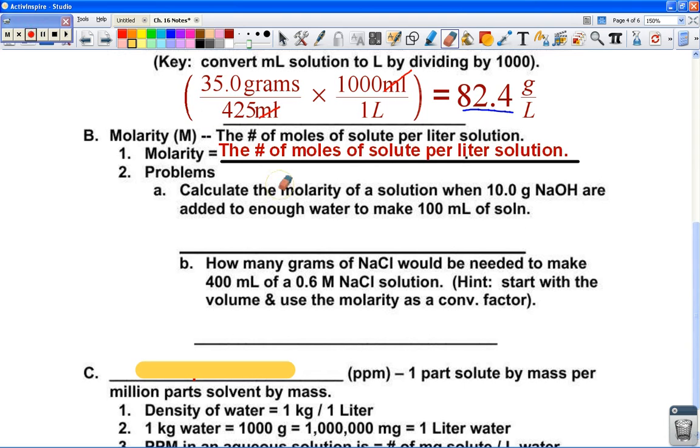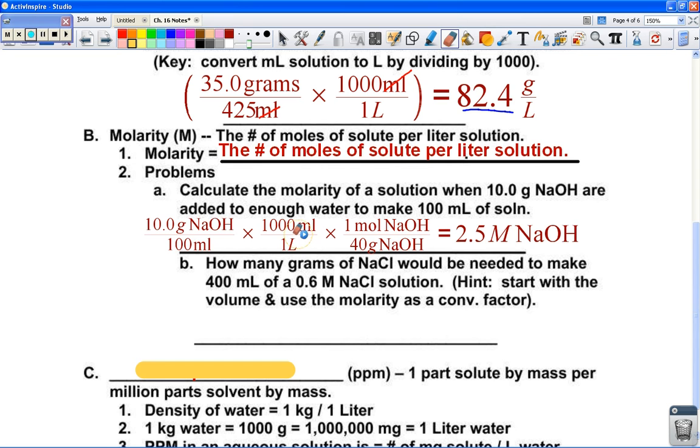Here's our problem. We're going to calculate the molarity of a solution when 10 grams of sodium hydroxide are added to enough water to make 100 milliliters of solution. Well, we know concentration is solute divided by solution. If we're given two values like this, then we put them one over the other to start our calculation, and then we just start making conversions to get to our moles per liter. So 10 grams of sodium hydroxide over 100 milliliters.